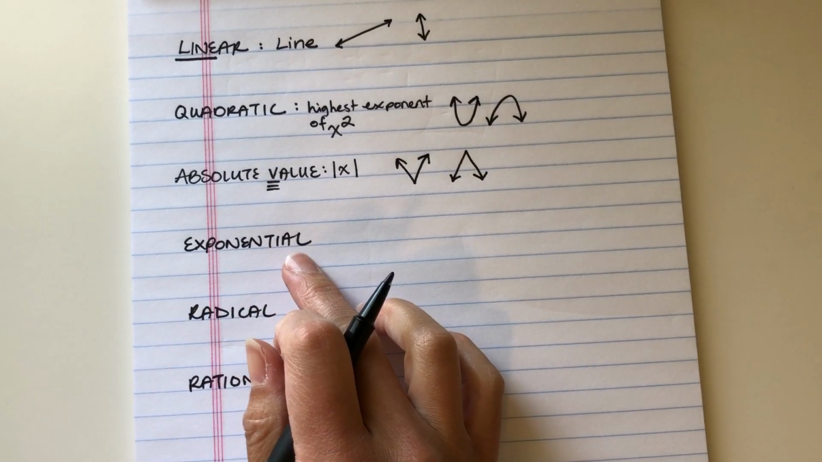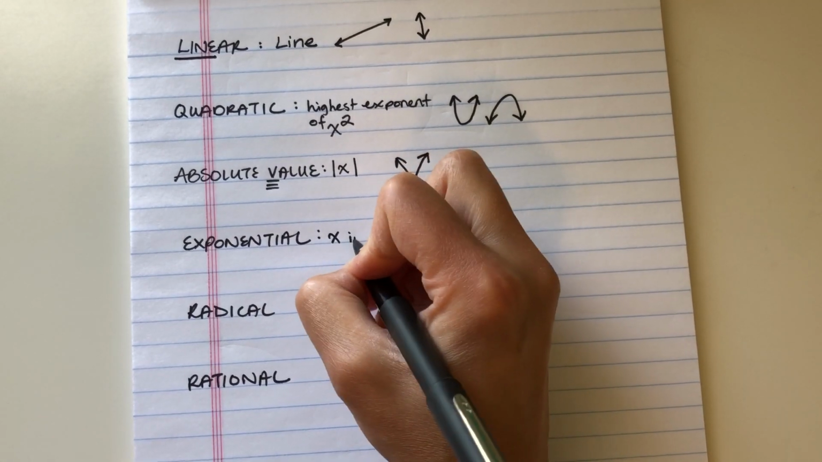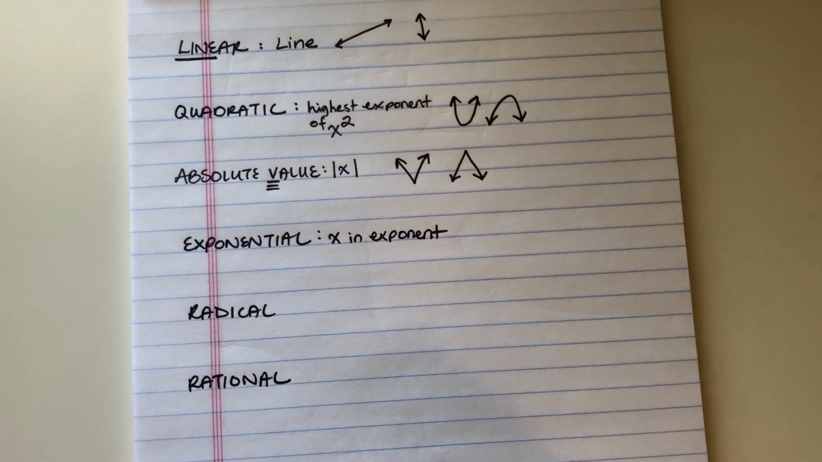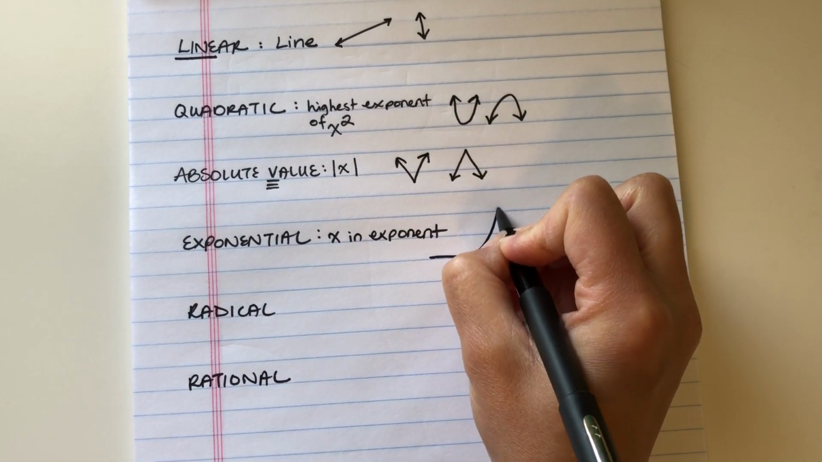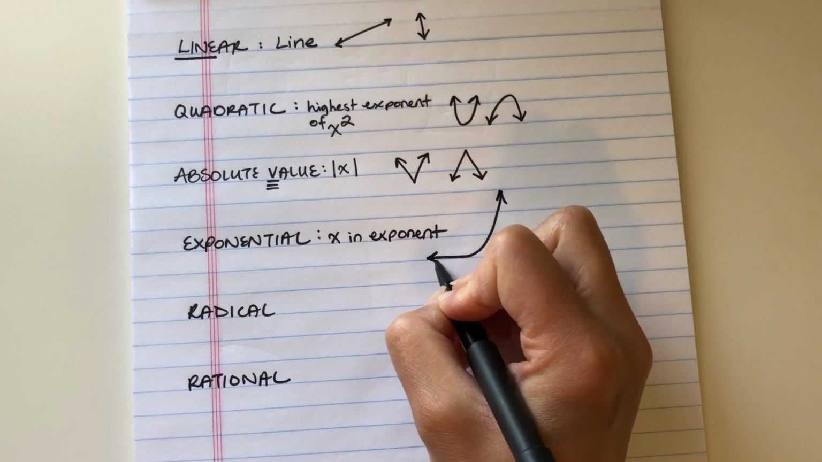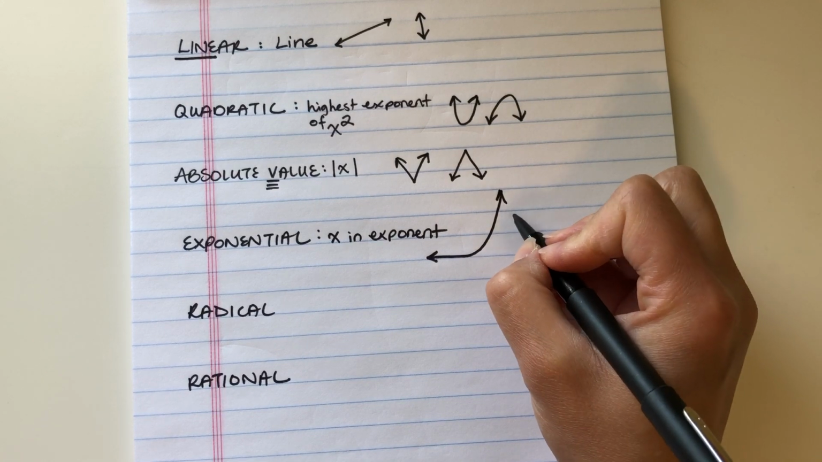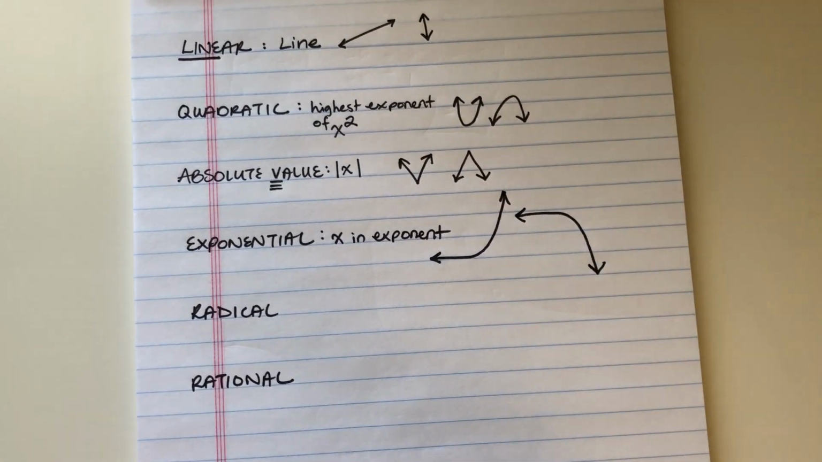An exponential graph is going to be a graph that has an x in the exponent. So your variable is going to be in the exponent, and this graph is going to start slow and then kind of shoot up really fast. So that's going to be an exponential graph. It also could look the same, start slow and then just shoot down really fast.